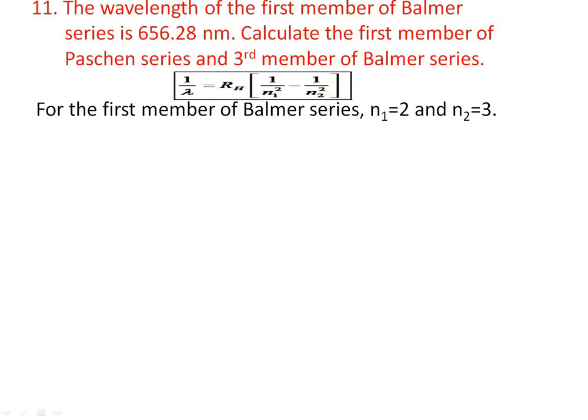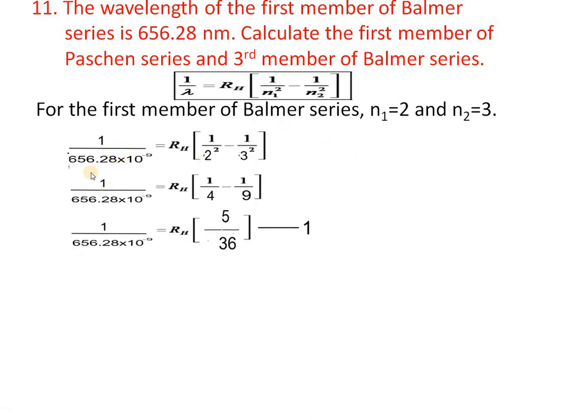So if we substitute all the data here, we are going to get this equation, that is 1 by 656.28 into 10 power minus 9 equal to RH into 1 by 2 square minus 1 by 3 square. See here, n1 is equal to 2, n2 is equal to 3. This is for the first member of Balmer series. So if we make the calculation, we are going to end up with this equation, equation 1.